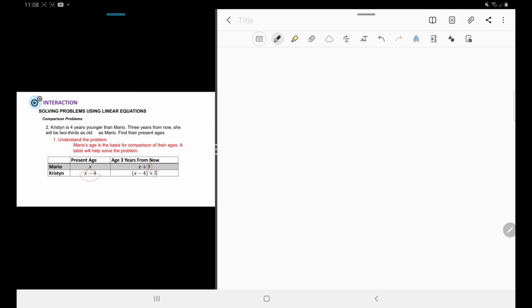Okay, so from there, we will have our equation. It says here that 3 years from now, she will be 2/3 as old as Mario. Christine will be 2/3 as old as Mario. So, Christine's age 3 years from now will be x minus 4 plus 3 is equal to 2/3 of Mario's age, that will be 2/3 of x plus 3. So, x plus 3 is the age of Mario 3 years from now.